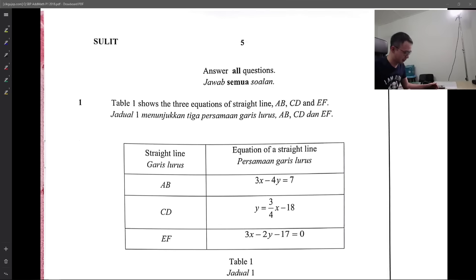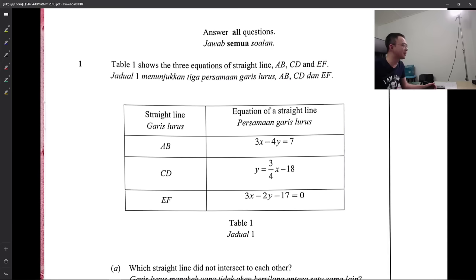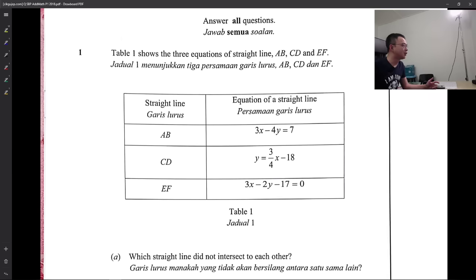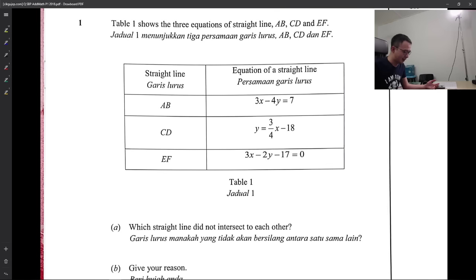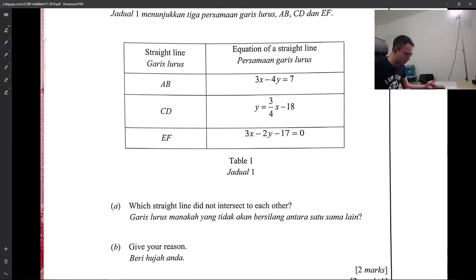For question number 1, Table 1 shows 3 equations of the straight lines AB, CD, and EF, and you need to find which straight lines do not intersect each other. When the question says they do not intersect, there is only one possibility, which is that the 2 lines must be parallel. If they are not parallel, they are slightly off from each other, and at the end they will actually intersect. So the only way to show that both lines do not intersect is that they must be parallel.